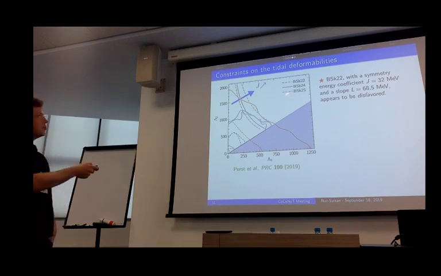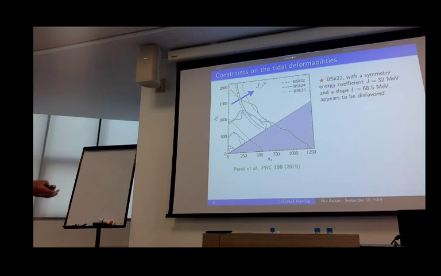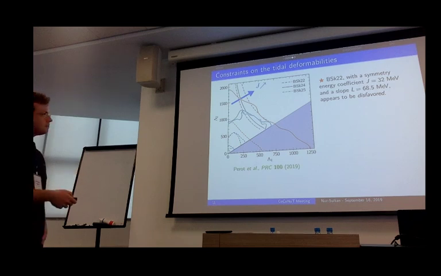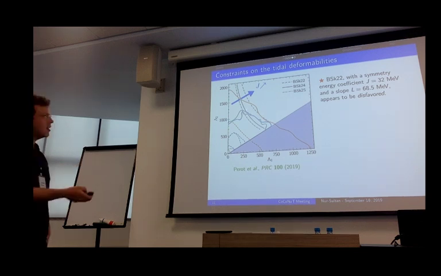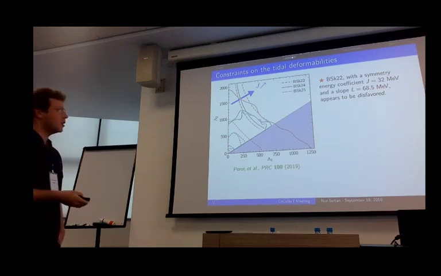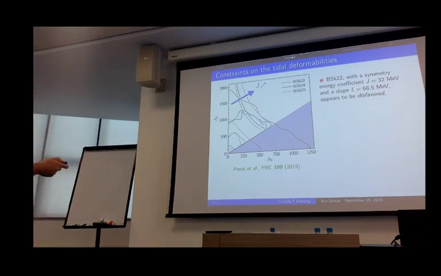So by comparing these equations of state, one can compare the impact of the symmetry energy on the tidal deformability. So as you can see here, this BSk 22 with the highest symmetry energy coefficient seems to be marginally consistent with this method and ruled out by the other one. So should it mean that this equation of state with such a high symmetry energy coefficient appears to be disfavored? This is the 90% contour.